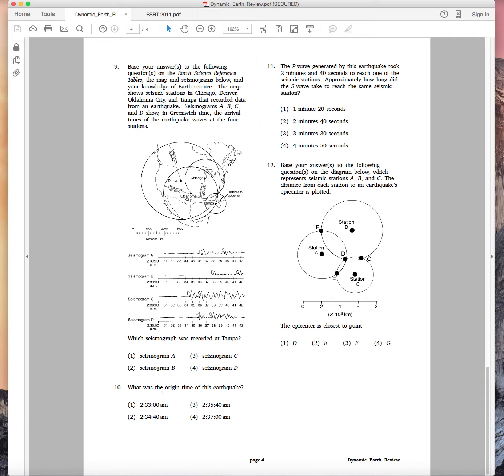Going on, number 10. What is the origin time of this earthquake? Okay, so number 10 is based on this diagram. If we know that seismogram C is Tampa, and the P wave came in at 2:34 and let's say 40 seconds, the time of origin has to be before 2:34 and 40 seconds.